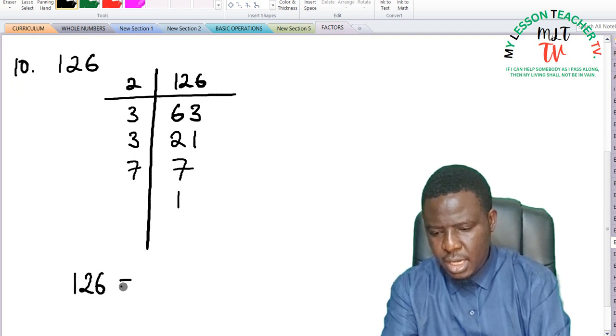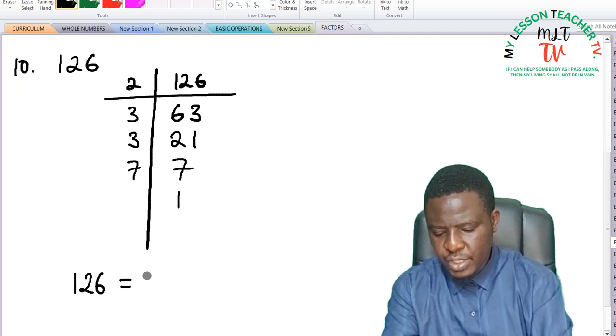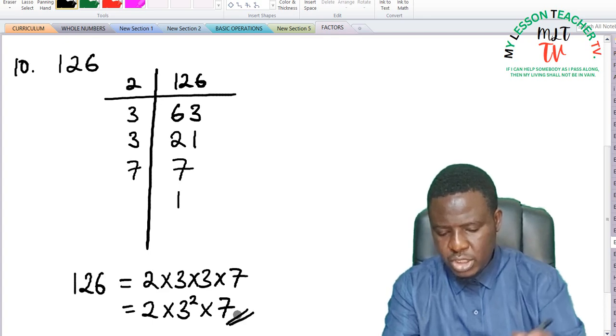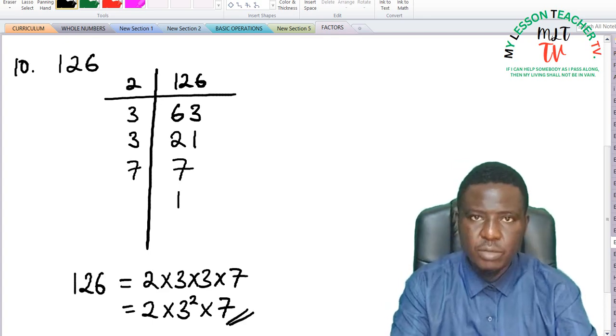126 to be expressed as a product of its prime factors is said to be 2 times 3 times 3 times 7, which in index notation is said to be 2 times 3 squared times 7. So this is your answer in index notation.